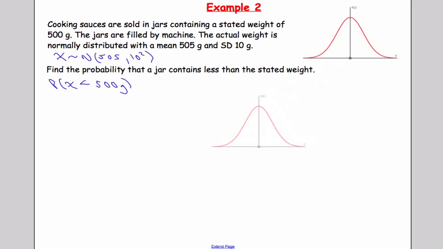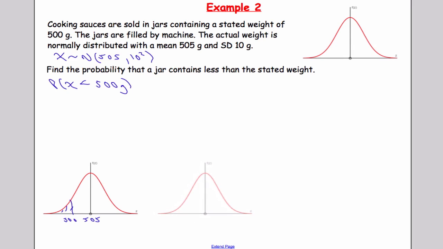Very similar to the other example. As always, we're going to use a little diagram to figure out what it is we need to do. The mean is 505. The raw score in this case is 500 grams, so it's to the left. That's 500. And we want the probability that it's less than that, so we're interested in this region here. We're going to transfer or standardize it so that the mean is going to be 0. We're going to look for a z-score here.